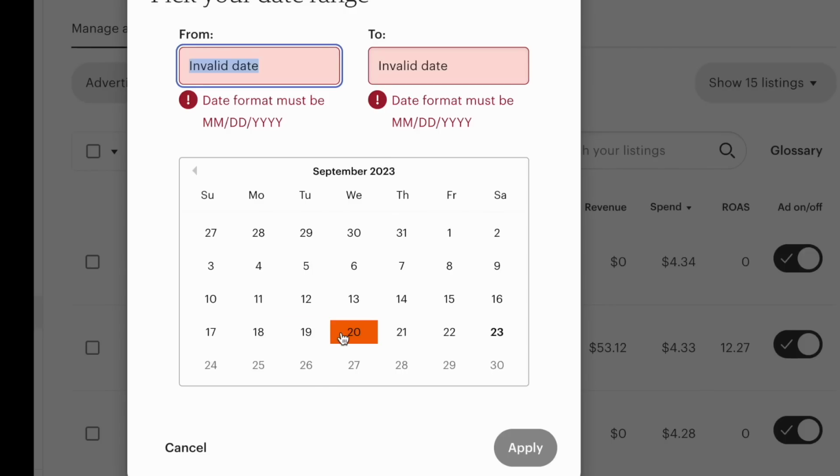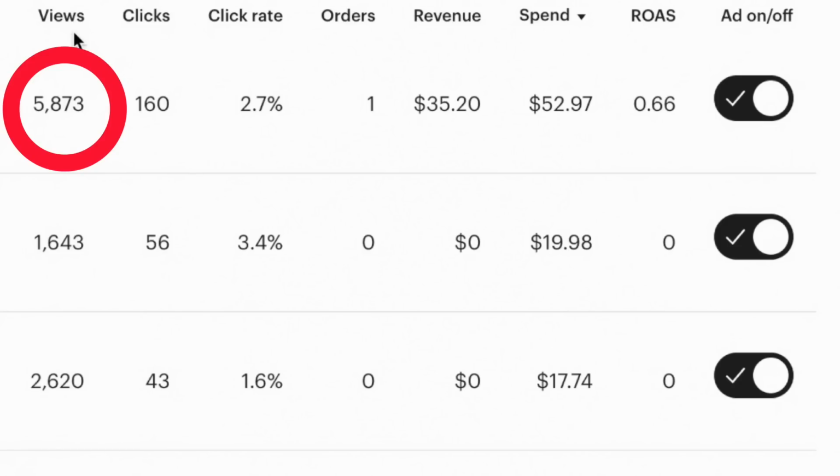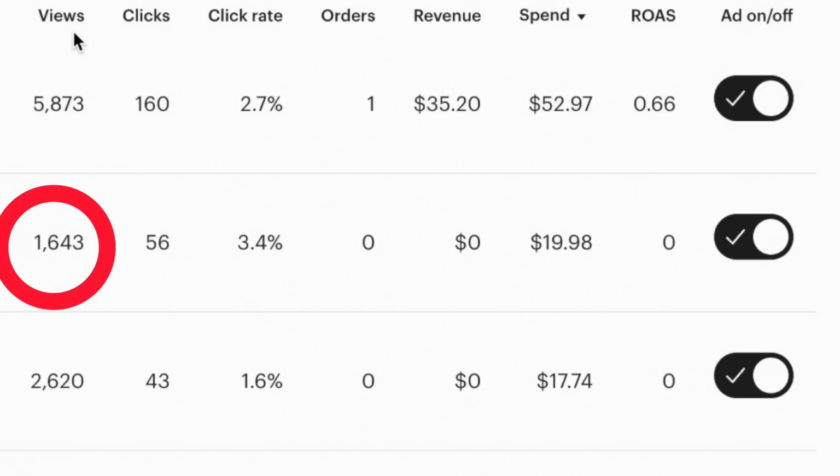So I'm going to go ahead and filter it for the last 4 days. This is the data from the last 4 days. I'm not showing the search terms that would be over to the left, but you could see the views, and on that first item, whatever the search term is over to the left, 5,873 people got to see my item pop in front of them when they put that search term in the search bar of Etsy. Now, out of that many people, that second item got 1,643 views. Again, that just means it popped up in their search along with everyone else's items.